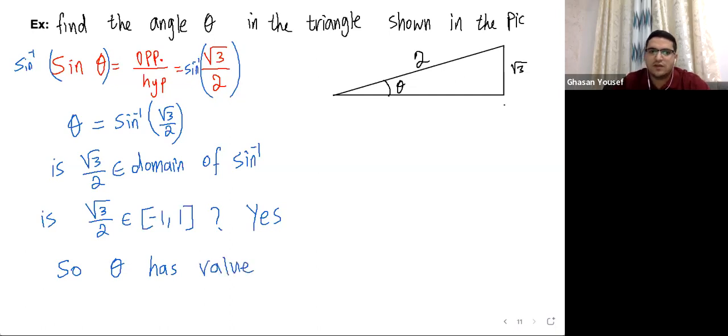So you have to go back to the red one here. The red one is sine theta equals the square root of 3 over 2. You should ask yourself, what's the value of theta if I plug it here? It will give me the square root of 3 over 2. From the table, the blue table I just showed you, what's the value of theta if I plug it inside the sine function? It will give me the square root of 3 over 2.